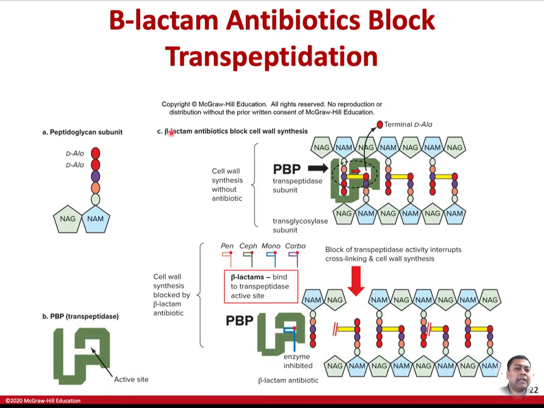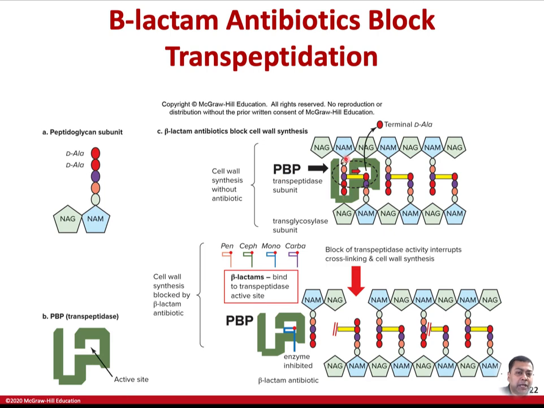So here is how a beta-lactam antibiotic blocks this transpeptidation, and we just talked about that. Right here is a NAG, N-acetylglucosamine, and this is your N-acetylmuramic acid, and that's the pentapeptide. And you have two terminal D-alanines. And here you are seeing that this is the transpeptidase subunit, which is also known as a penicillin binding protein.